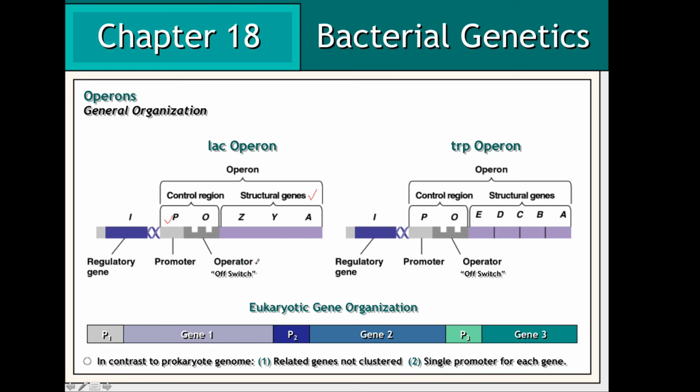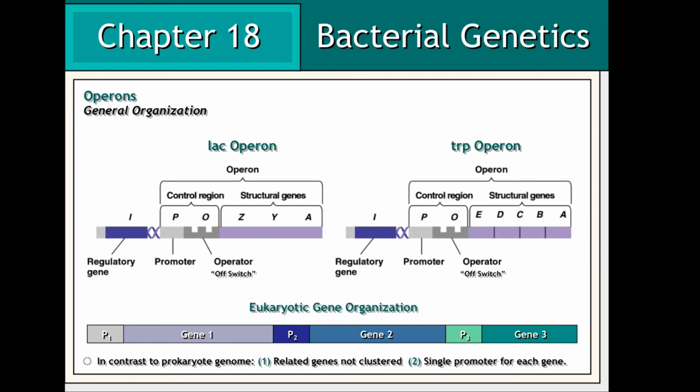A regulatory sequence, known as an operator, can be regarded as an off switch, which, when stimulated by the product of a regulatory gene found upstream from the promoter, will suppress the expression of the structural genes. In contrast with the organization of the bacterial genome, related genes for a metabolic pathway are not clustered in eukaryotes. In addition, each gene is serviced by a single promoter.